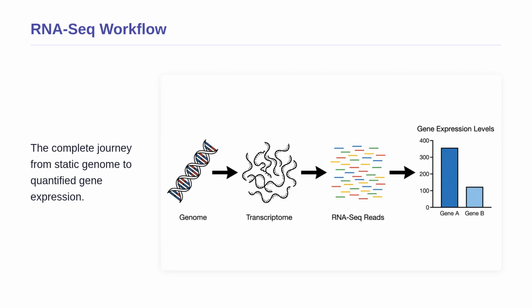You can clearly see gene A has a much higher quantified expression than gene B. This diagram perfectly summarizes how we turn biological molecules into actionable mathematical data.